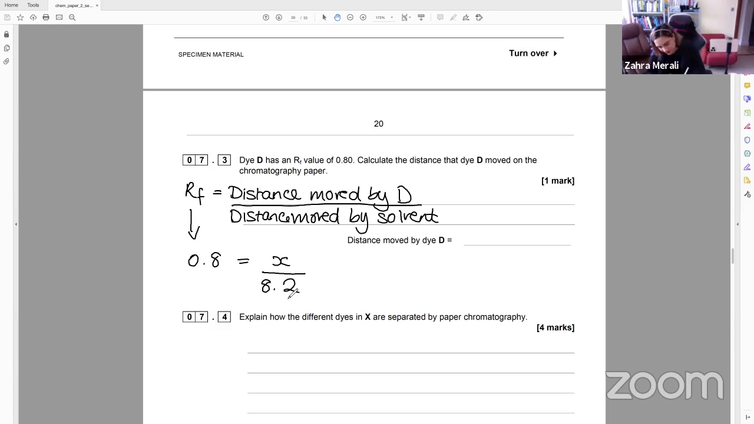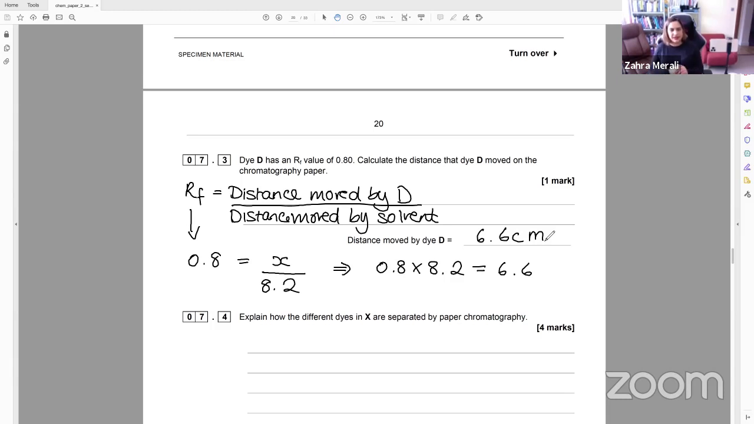That something is going to have to be 0.8 times 8.2. Let me try to rewrite that better. So 0.8 multiplied by 8.2. And when you plug that into your calculator, you get 6.6. So the distance moved, and you need to have centimeters here. In science, we have to be quite careful with that.